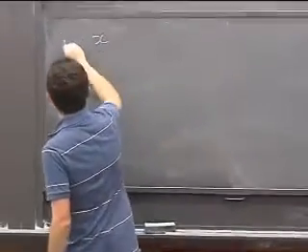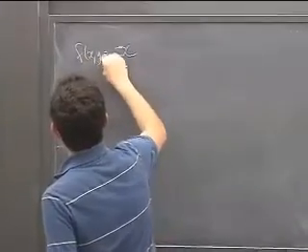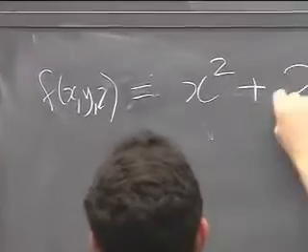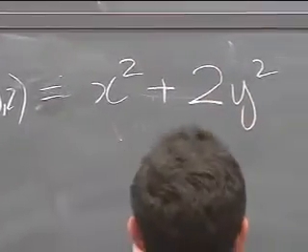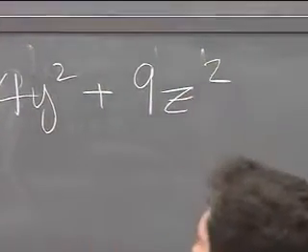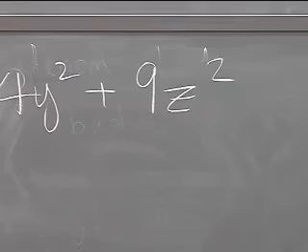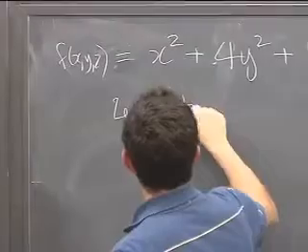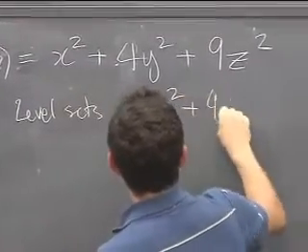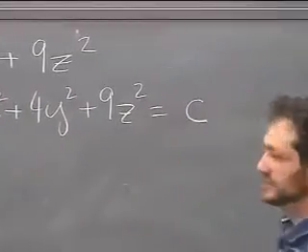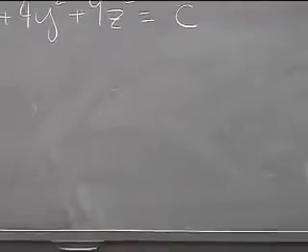So the level sets of this: let f of x, y, z now be a function of 3 variables, x squared plus, actually let's do 4y squared plus 9z squared. I can't graph that because it doesn't equal anything. But if I take the level sets, x squared plus 4y squared plus 9z squared equals c for different values of c, what do these things look like?